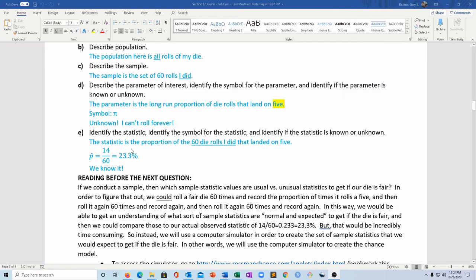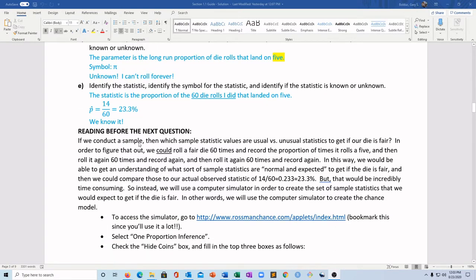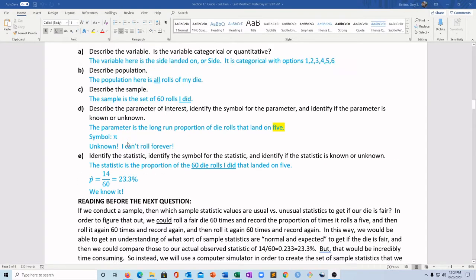Okay, so definitely make sure you read this. But what we're going to be doing is we're going to be asking the question, or at least trying to answer the question, is this statistic here that we got, is that usual or unusual if my die is fair? So this is very important. If my die is fair, then does my statistic here that came from 60 rolls fit the idea of a fair die? Well, so how do we do that? How do we know what 60 rolls is supposed to look like from a fair die?